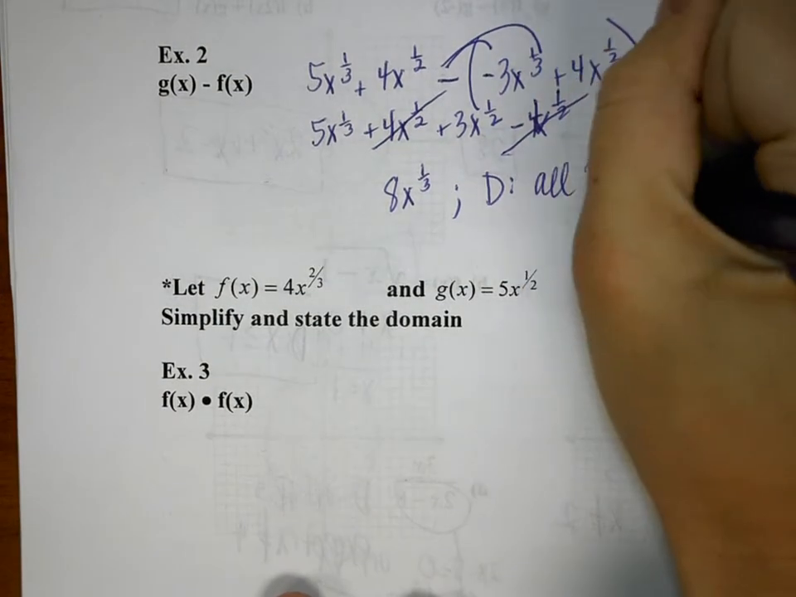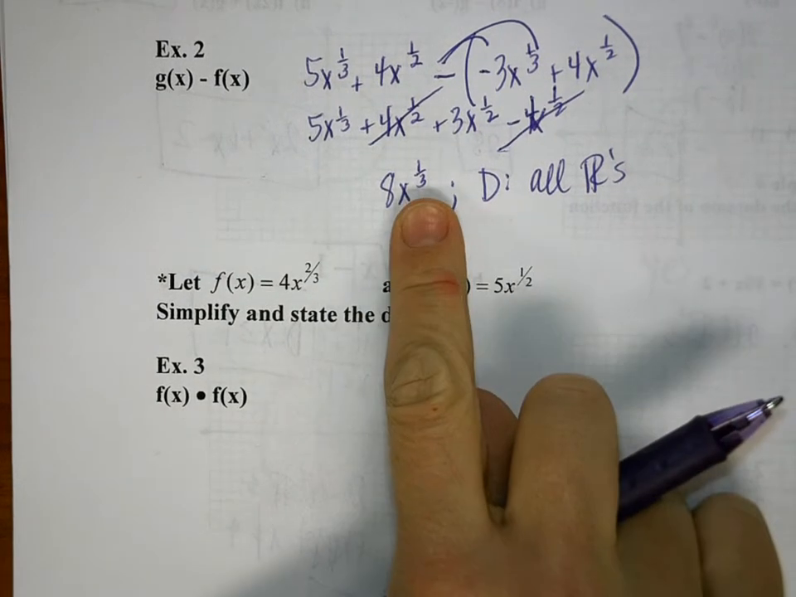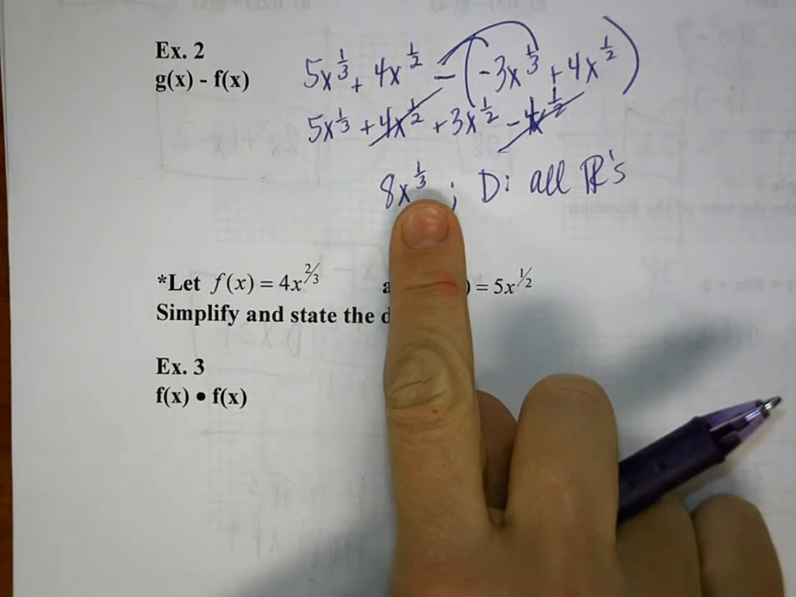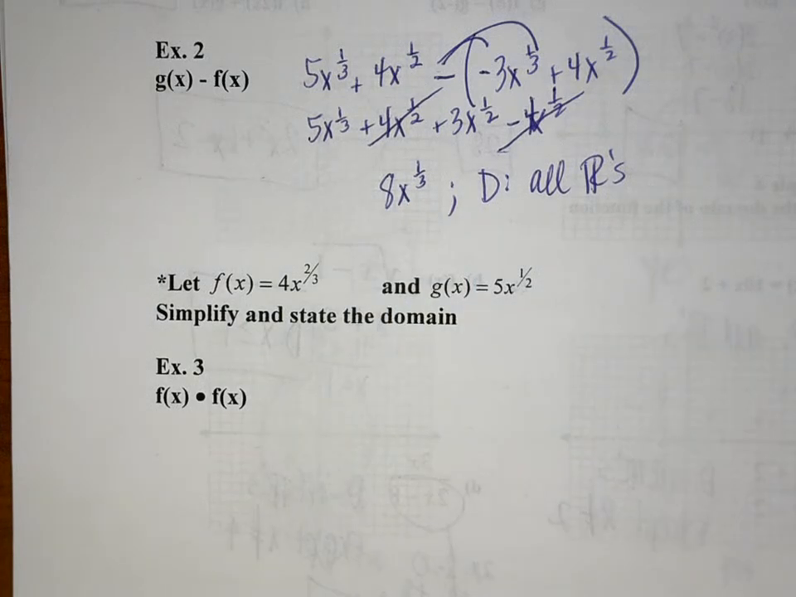All reals is correct because this only has a cubed root in the answer, and you can have positive and negatives if you have an odd number for your root. Okay. Do we have questions before we move on?